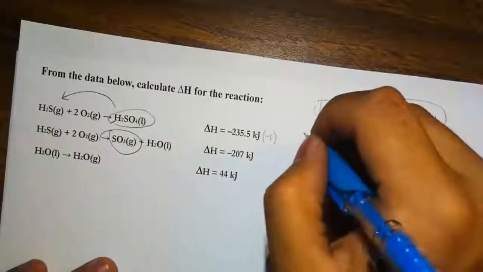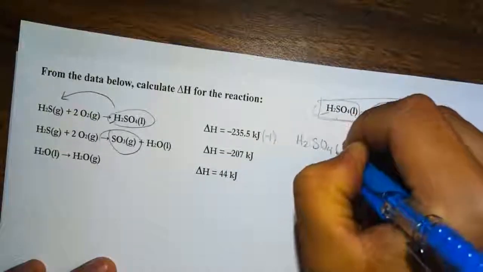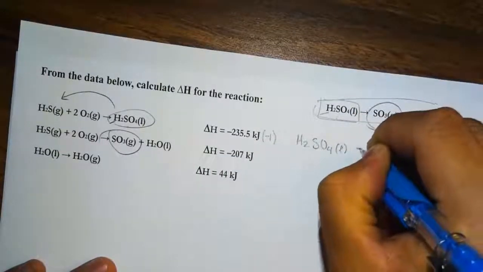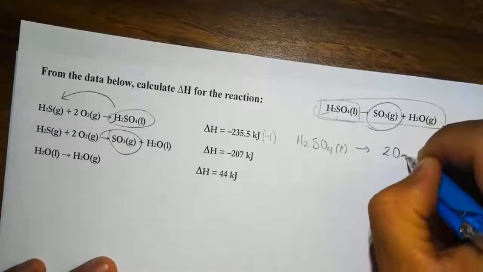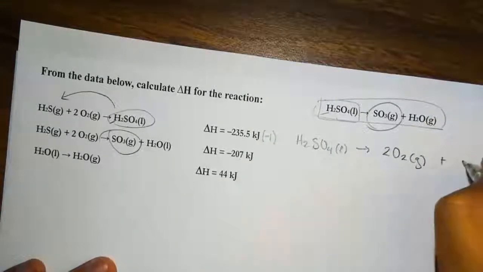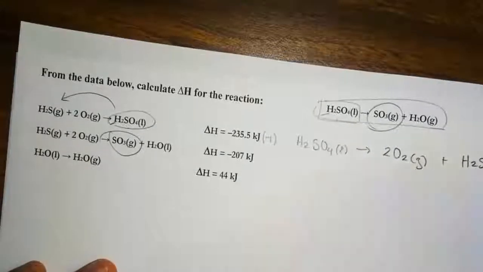Now, let's reverse this reaction. We have H2SO4, and of course the state of matter is very important as well. With different states of matter, you cannot cancel them out. So this one is 2O2 in gas form plus H2S in gas form. Okay, we are done with that part.